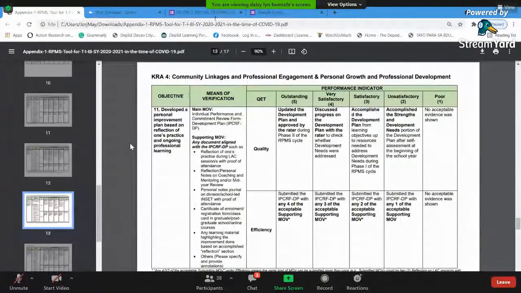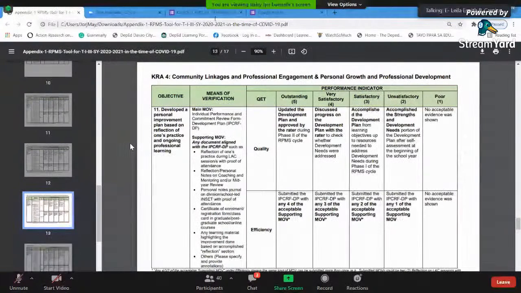Next is personal notes, journal on division or school-led INSET with proof of attendance. For division-wide, national, or regional activities, you can use personal notes. First, you really need a notebook. Every time, you write in your notebook. Next is certificate of enrollment, registration form. If you studied postgraduate and enrolled, if you have a certificate of enrollment, you can use it.